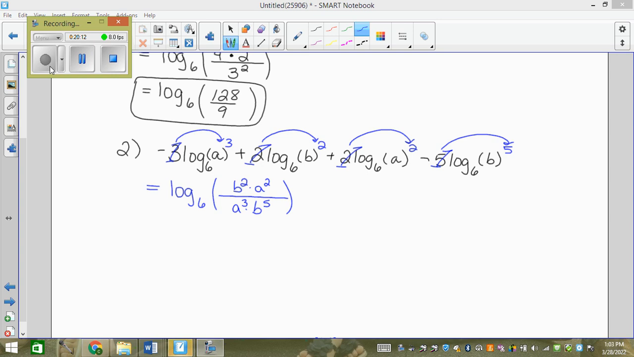Now, we have some B's on the top, some B's on the bottom, some A's on the top, some A's on the bottom, correct? So we can cancel out. I have 2 A's on the top. I can cross off 2 of these A's, so I'm left with a 1. I have 2 B's on the top. I cross off 2 of these, I'm left with a 3.